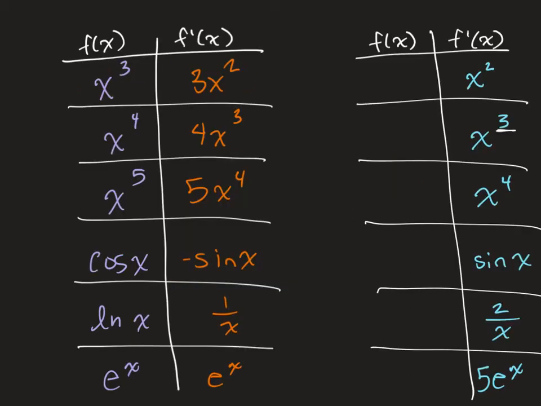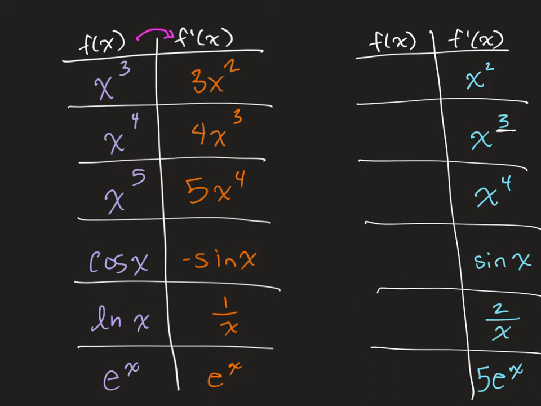Okay, here's where we're getting to actual antidifferentiation. Now, in order to go this way, where I start with f of x and we end up with f prime of x, you guys know what to do. X cubed gives you 3x squared. X to the fourth, 4x cubed. X to the fifth, 5x to the fourth. Cosine gives you negative sine. Then natural log gives you 1 over x. E to the x gives you e to the x.